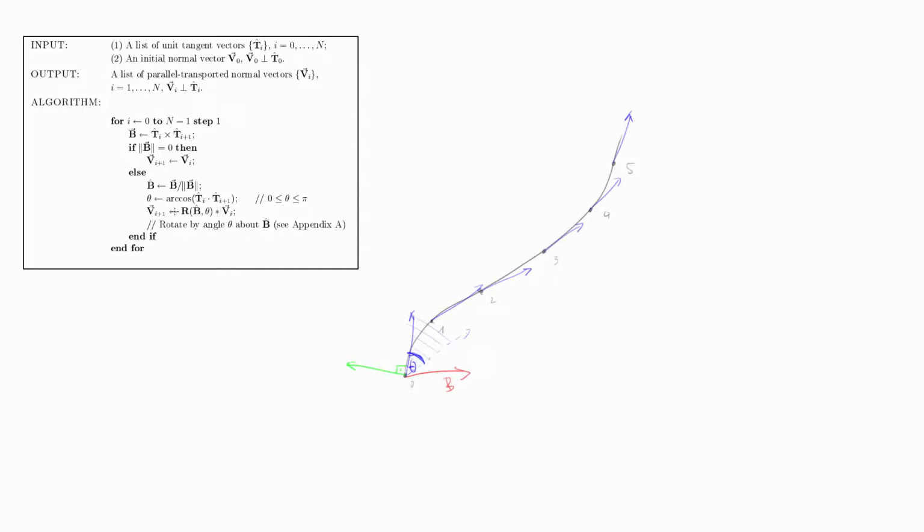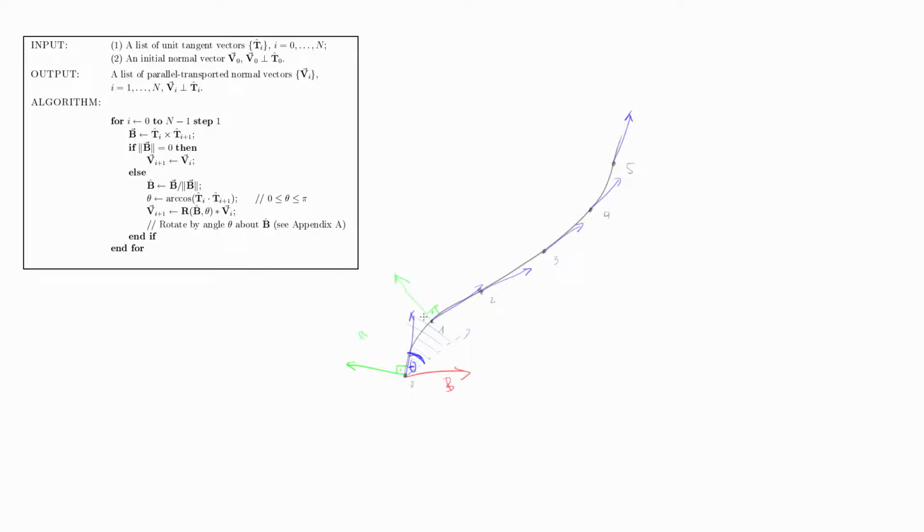So what this is telling us is, now that we have this angle theta, we are just taking our initial normal and we are rotating it by theta. So we are rotating it by this angle here to create something like this and put it here. And by doing this rotation, we transported this initial normal to the next point, and you see it's still orthogonal. And then end if and end for.